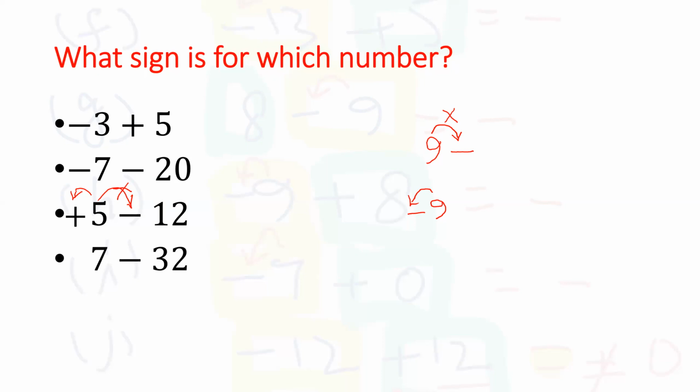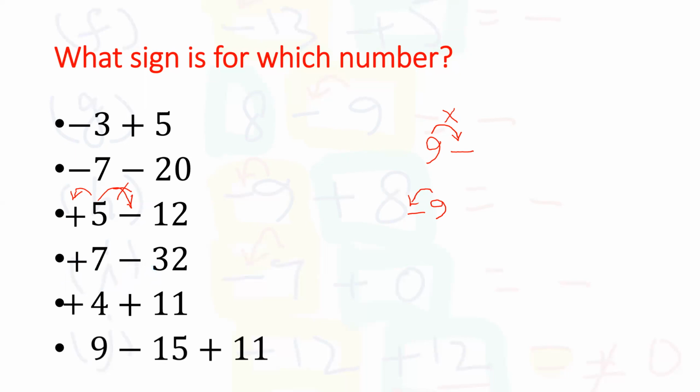Again, we see that 7 has a plus sign on its left, an imaginary plus sign. Similarly, 32 has a minus sign. And again, a number 4 without any sign, so its imaginary sign is plus, so 4 has a plus sign as well as 11. Now come to the next. There are three numbers. Now we'll be looking at 9. 9 has no sign on its left, so we will not assume that 9 has a minus sign. It must have a sign on its left, and since there is no sign there, it must be a plus sign. So 9 has a plus sign, 15 has a minus sign, and 11 has a plus sign.